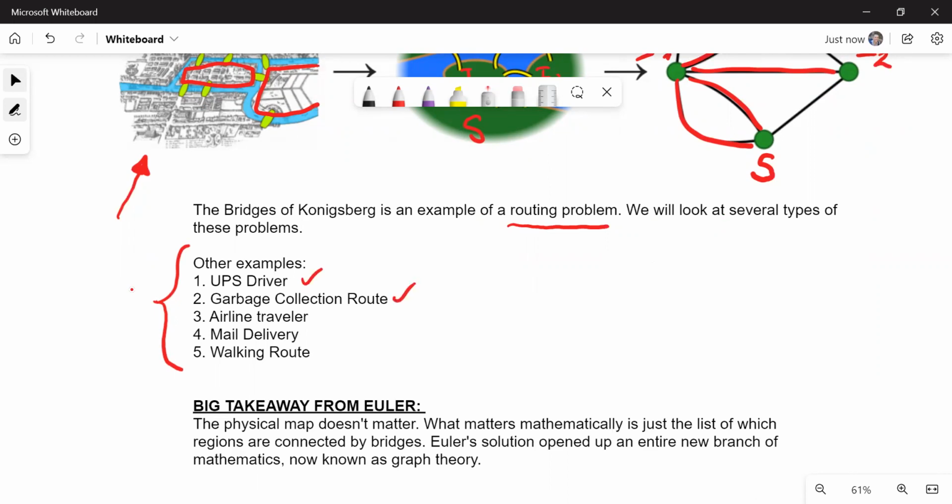What's the difference between the two? How about an airline traveler? What about mail delivery? What about a walking route? And there's many other routes. And these routes may seem the same, but they're actually quite a bit different. I'll give you one example before we head into the last part of this video.